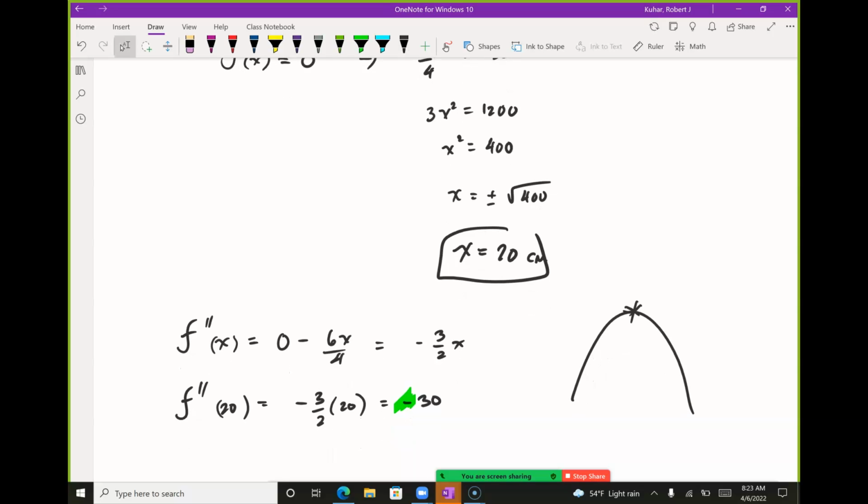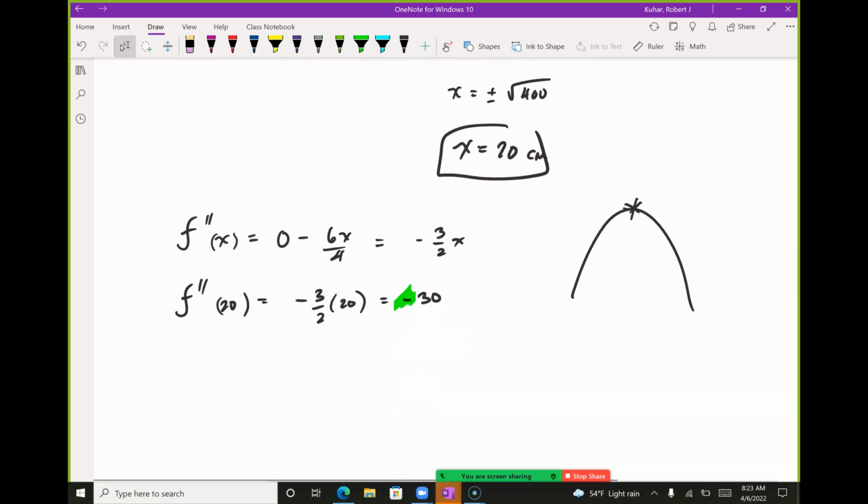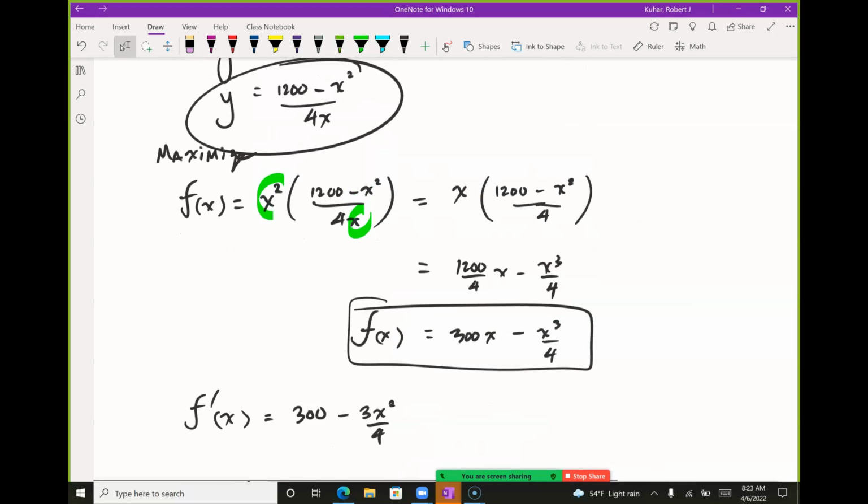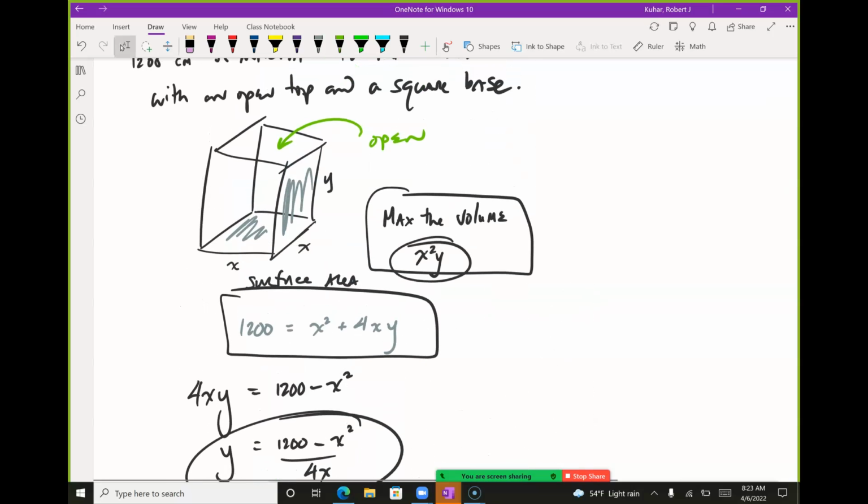All right, so I've got a couple more things to find and then a write-up, right? So I know x is 20, I need to find y. So I had an original expression in x and y with an equal sign from my surface area, right? So I can put my x in there and solve for y. So I'll do that real quick. 1200 equals 400 plus 80y. Right, I put in x is 20, so x squared is 400. 4 times 20 is 80. And so it looks like I get 800 equals 80y, or y equals 10.